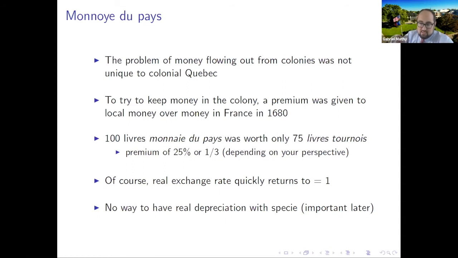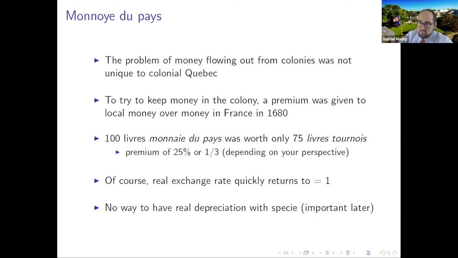But basically, and this is old money, so this is French pounds, you have 100 pounds in the local money, Monnaie de Pays, and then you have the French money in livres tournois. So 100 livres locally is going to be worth only 75 back in France, and so you're going to get more money if you bring it to the colonies. This is not going to be effective, of course, because the real exchange rate is just going to go back to 1. So prices will just adjust. The prices locally are just going to be higher. And so this is partially a way to try and keep money in the colonies.